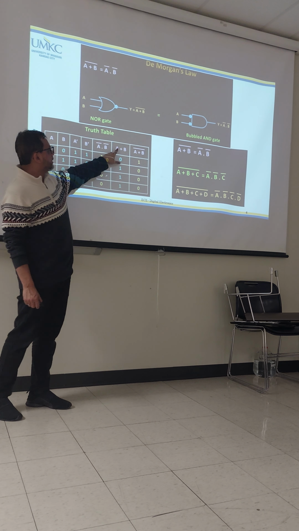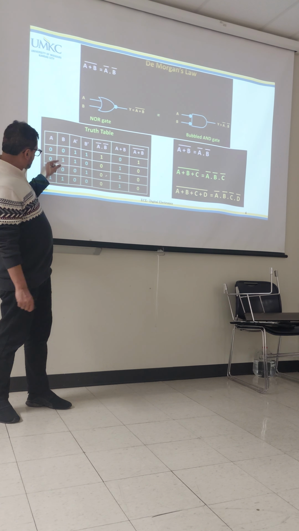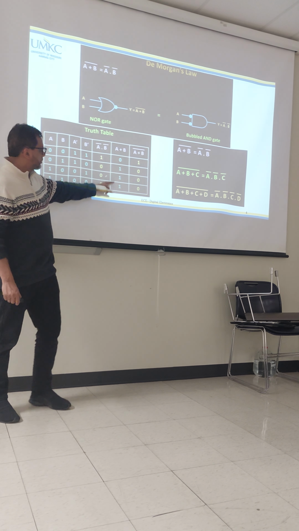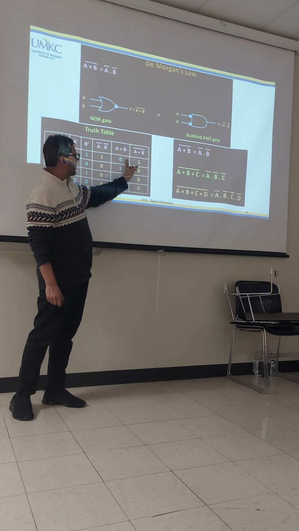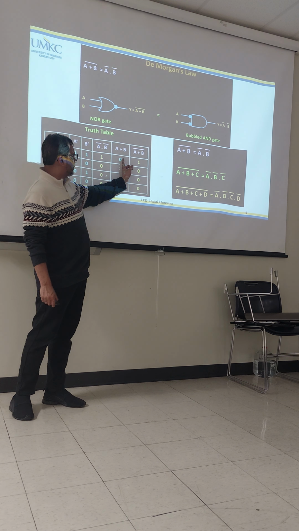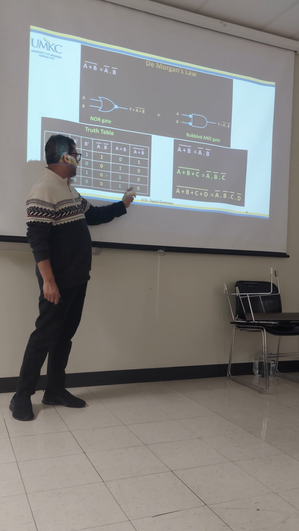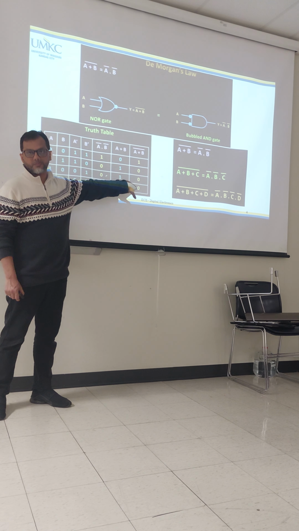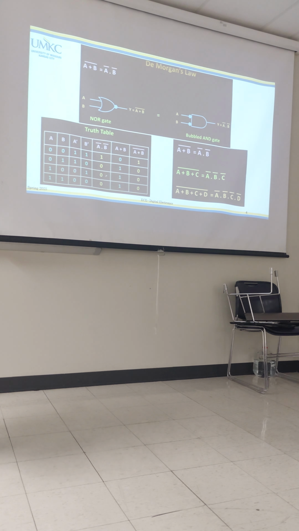And F B will be the opposite. That means 0 plus 1 will be 1, 1 plus 0 is 1, 1 plus 1 will be 1. So it is A plus B whole bar, just the complement of this A plus B. 0 will become 1, 1, 0, 1, 0, 1, 0. So you can see these two lines are the same. So the first law is proved.